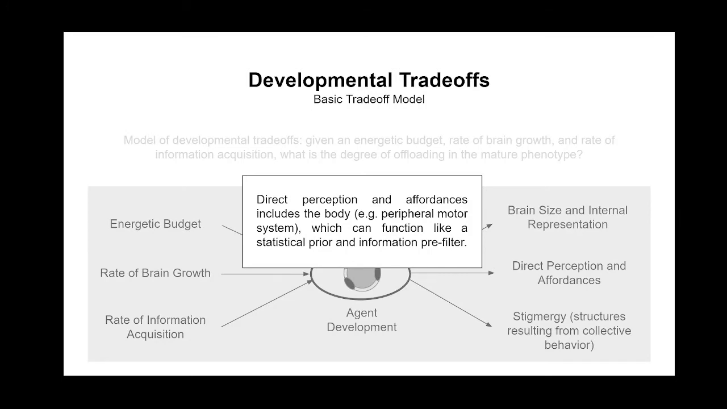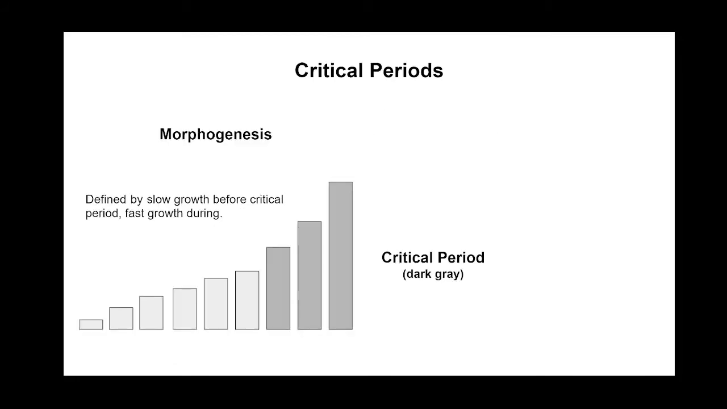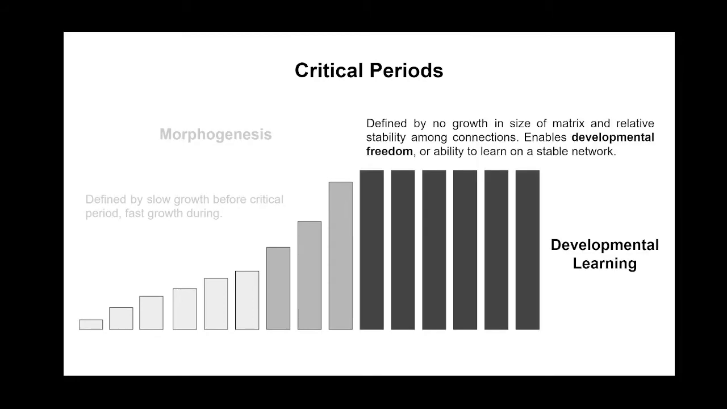And what's interesting about direct perception and affordances is it includes the body, which can function like a statistical prior and information prefilter. So this approach explicitly emphasizes the agent's body. We can also turn to critical periods to understand the timing and development of these things. So these trade-offs exist not just uniformly across development, but during critical periods where you have points in development that define sort of the growth of this morphology and some of these developmental shifts that inform later developmental learning.